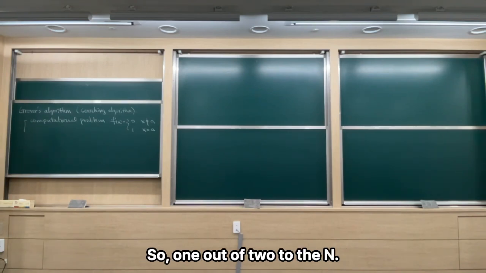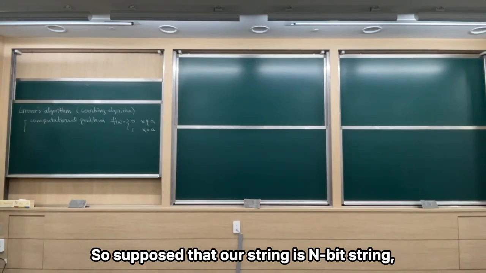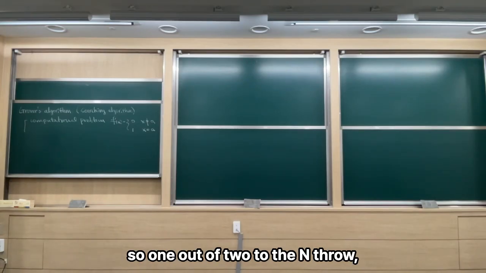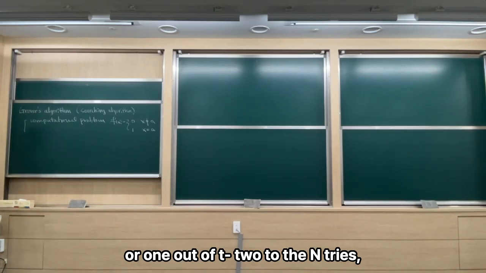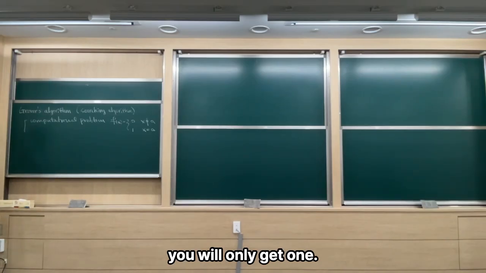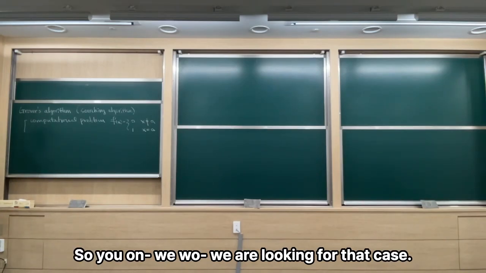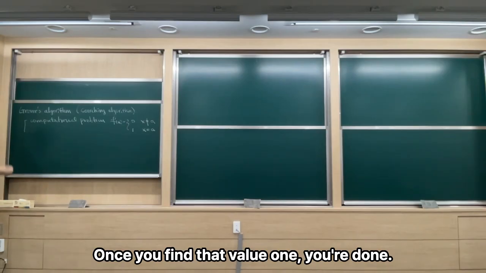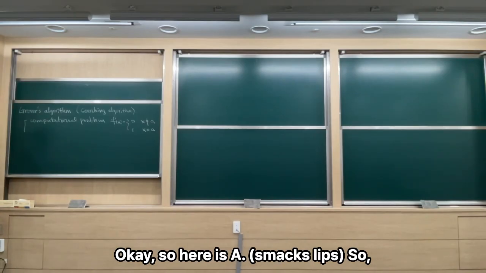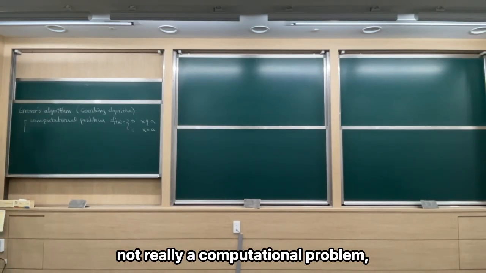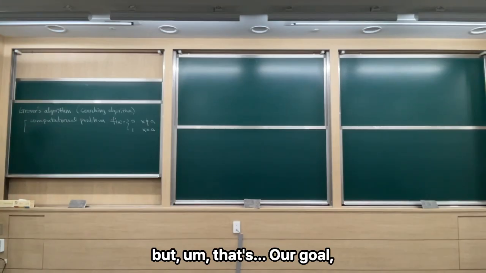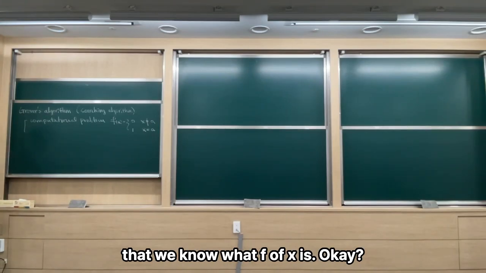So 1 out of 2 to the n. Suppose that our string is an n-bit string. So 1 out of 2 to the n tries, you will only get 1. So you are looking for that case. Once you find that value 1, you're done. Okay, so here is A. It's not really a computational problem, but that's our goal. We want to find A, supposing that we know what f of x is.